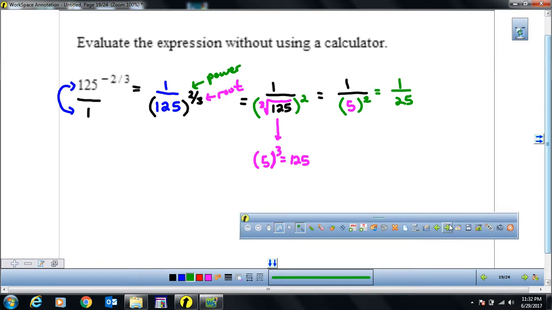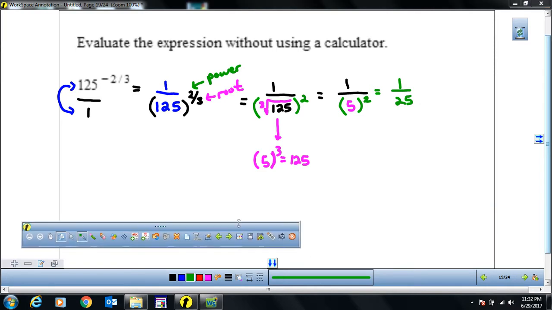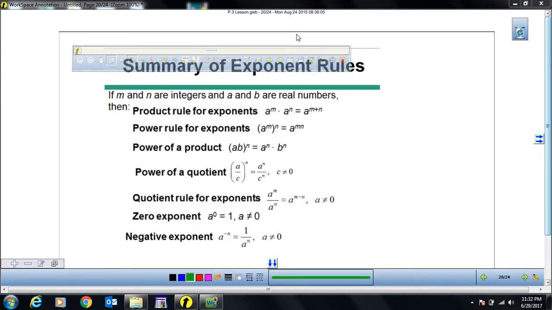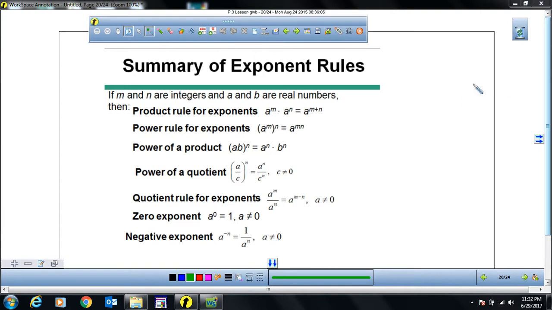Now, we are going to review really quick the properties of exponents that you're going to be using in chapter 4 later on in the semester. This is a quick review of the general properties. First is the product rule. The product rule states that if you have a base raised to a power times the same base raised to another power, then you add the powers.